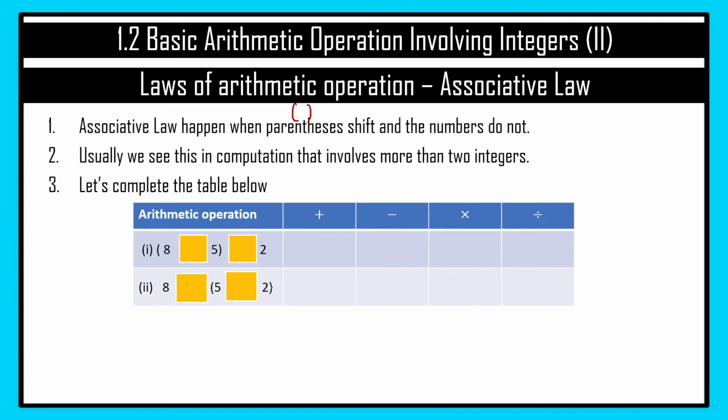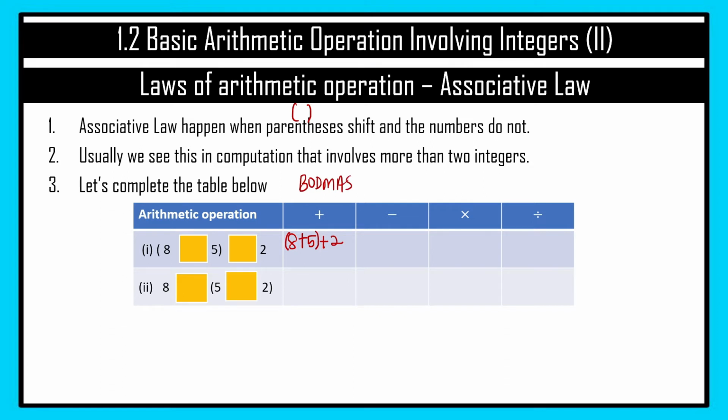Same thing, we are going to put the operation in the yellow box. So the first one will be 8 plus 5, and then plus 2. We are going to use the same operation. So 8 plus, remember our BODMAS.